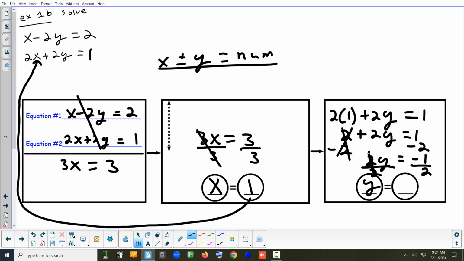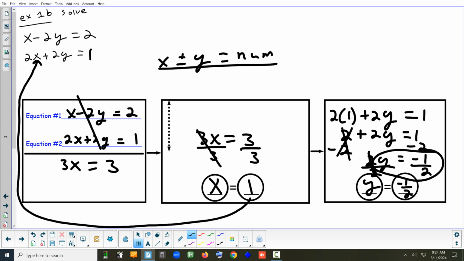Well, what does it say on the board? Y equals negative 1/2. Yeah, there's your answer right there. Y equals -1/2. So if it comes out to a fraction, that's okay. Not everything comes out to nice numbers all the time. All right, any question on that one?